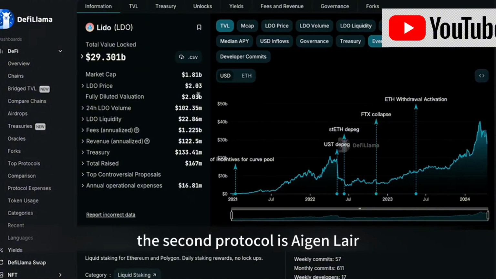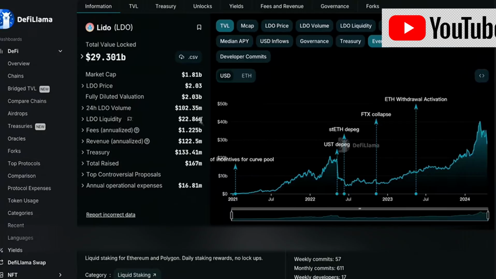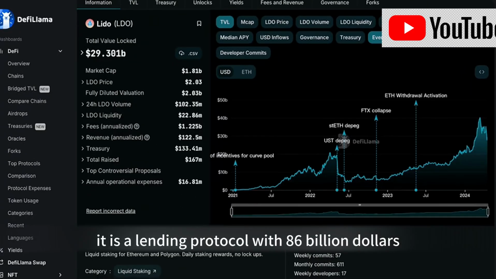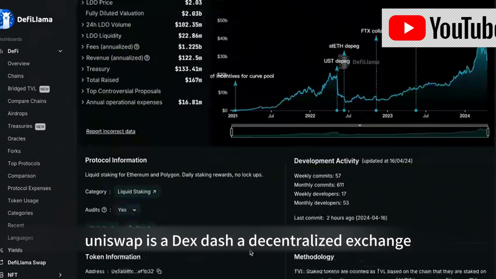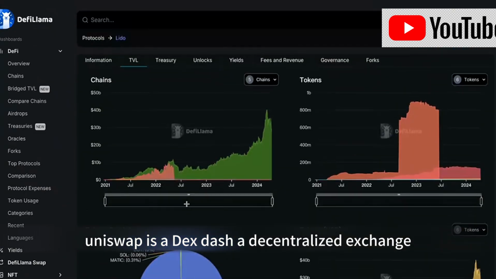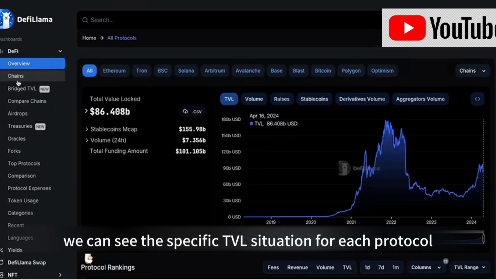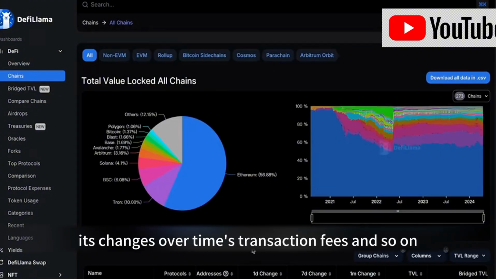The second protocol is EigenLayer, which is a restaking protocol. Aave is a lending protocol with $8.6 billion. Uniswap is a DEX, a decentralized exchange. There are many more protocols. We can see the specific TVL situation for each protocol. It changes over time, transaction fees, and so on.